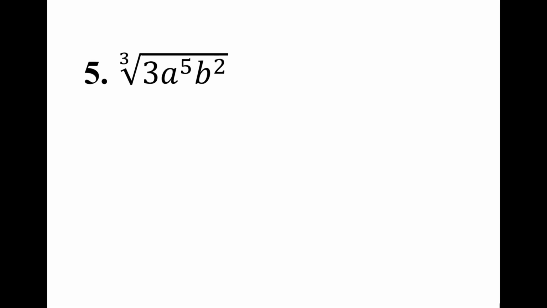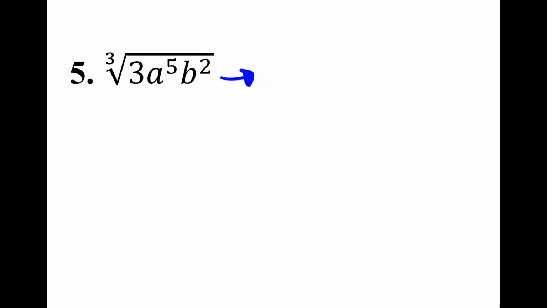So, do you want me to show you a trick, or do you just want to go the way we have been doing? Okay. What is 5 minus 3? 2. So, let's go step by step. Can I reduce 3 anymore? Do I have a cube root? No. So I leave it under the cube root.